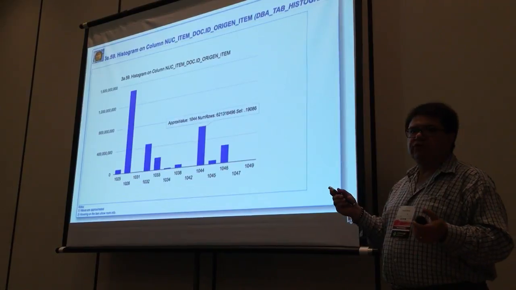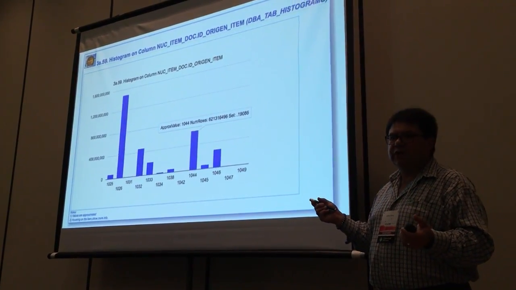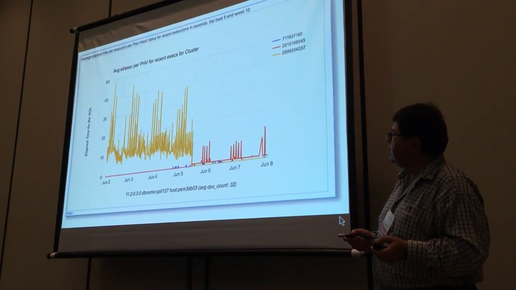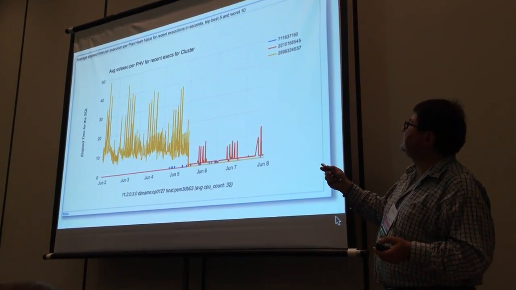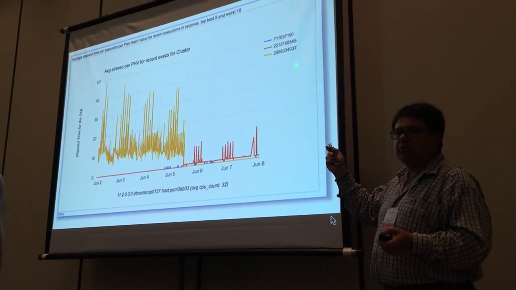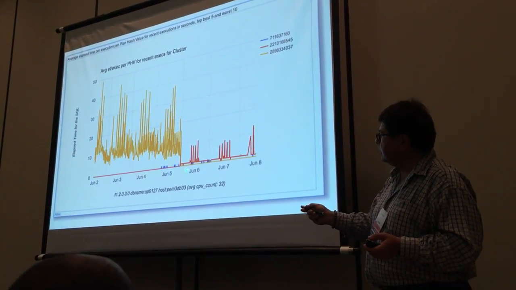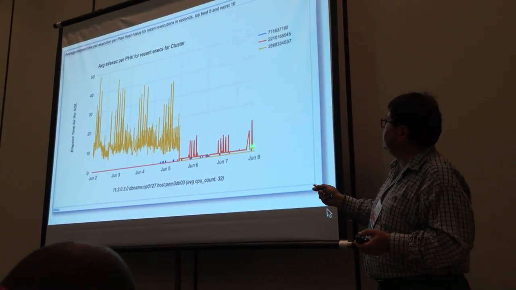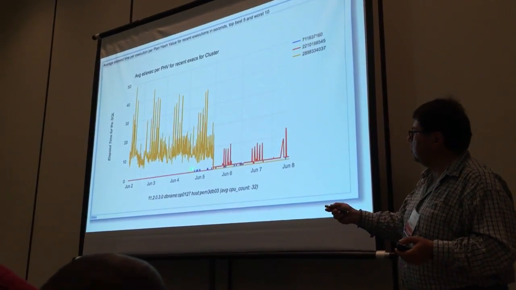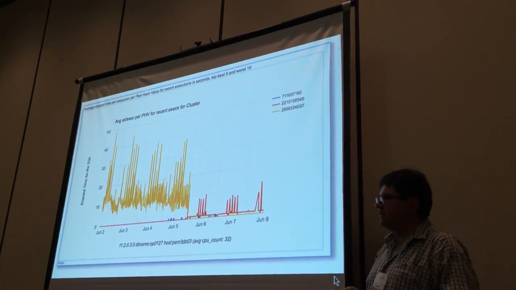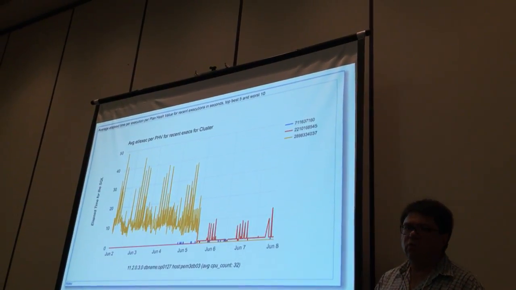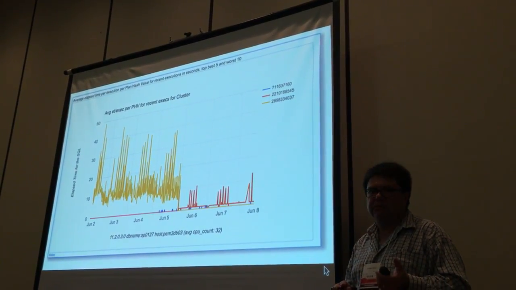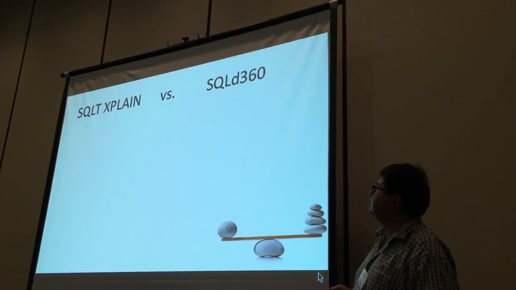This is another report from SQLd360 where I can see histograms, which I can easily visualize and understand. This is another one where the same SQL generates 3 different execution plans, and over time I may get this plan here, or this plan here, or the blue one. So which one of these 3 plans is better? The blue one, that's the one that we want, right? Well, we can easily visualize that information using SQLd360.